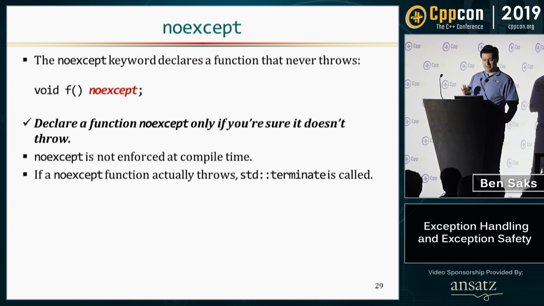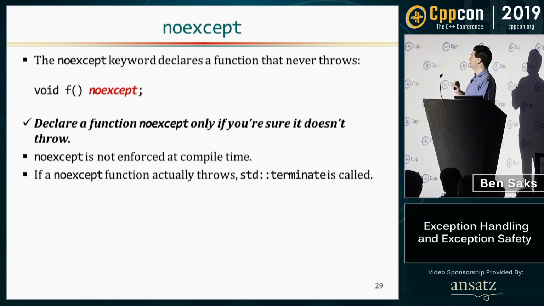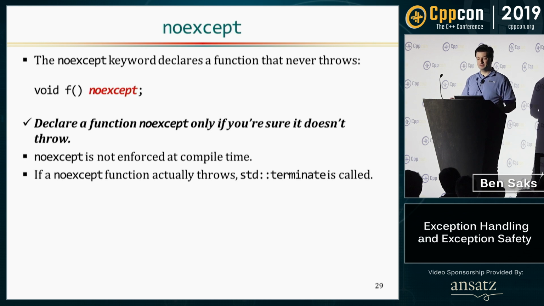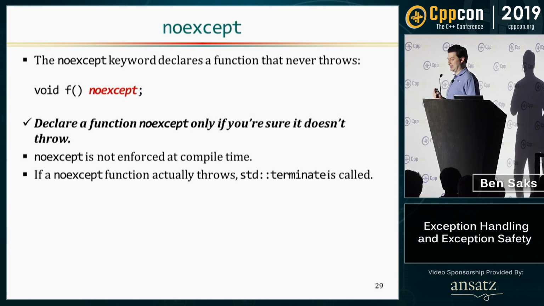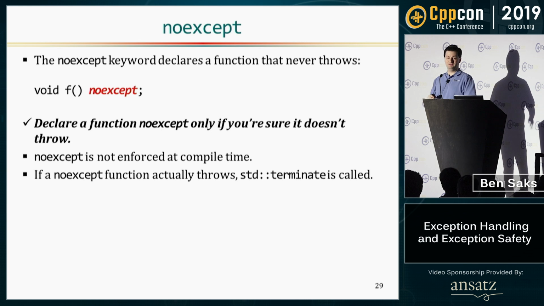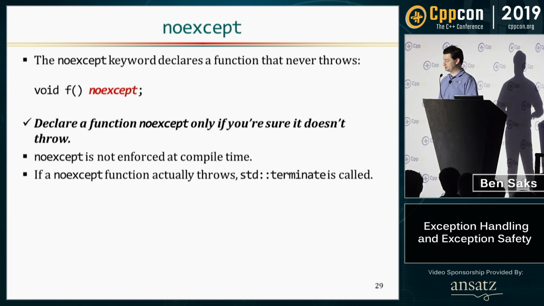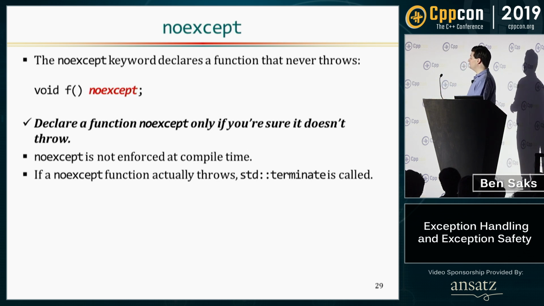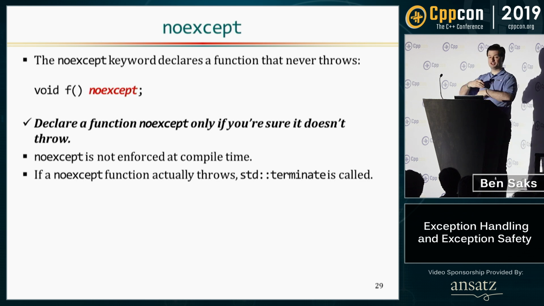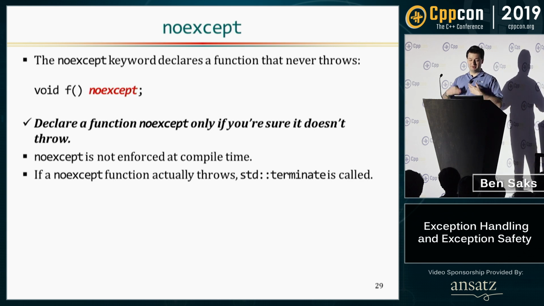Now, just to be clear, you want to be careful about declaring functions as noexcept only if you're sure that they really don't throw exceptions. Because this isn't actually enforced at compile time. The compiler doesn't check to see that nothing further down the call stack actually throws exceptions. What happens is if a noexcept function actually throws, it's checked at runtime, and the result is that terminate is called immediately.